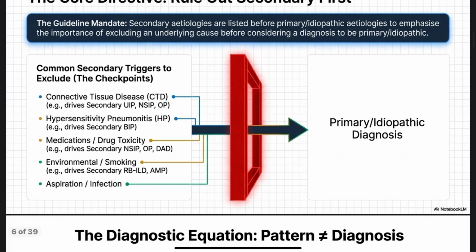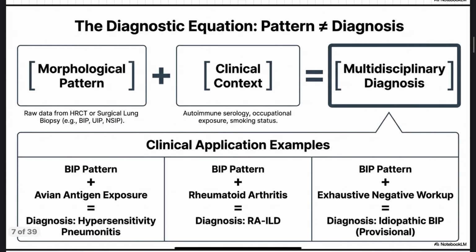So everything related to connective tissue disease, hypersensitivity pneumonitis, medication, drug toxicity, environmental exposure, smoking, aspiration, and infection should be ruled out before putting someone into an idiopathic diagnosis. So there are so many things to be ruled out. Aspiration and infections are also considered risk factors for certain types of ILDs. And environmentally, pollution can also lead to ILDs. In some places like Delhi, where the pollution is very high, that could also lead to ILD. Medications are very important, as before. HP also should be ruled out.